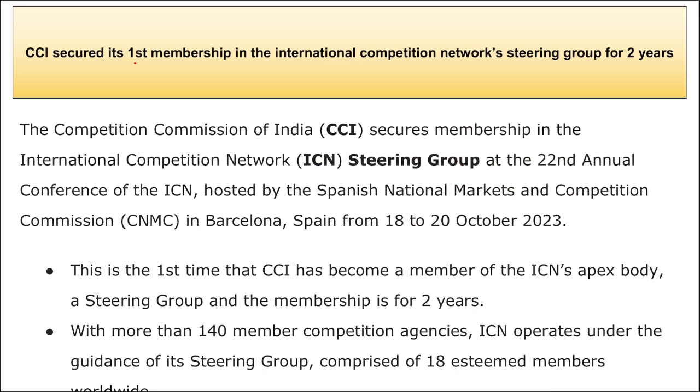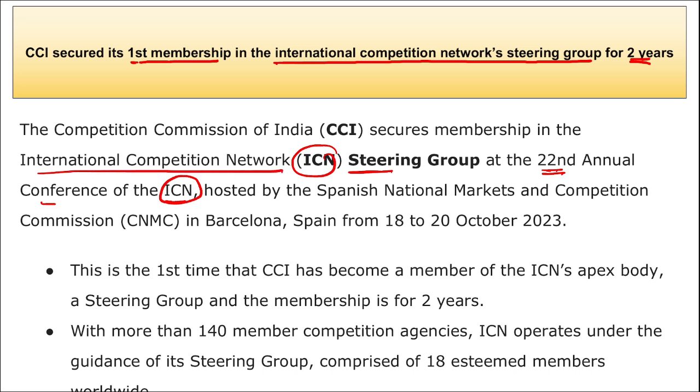Next, CCI secured the first membership in the International Competition Network Steering Group for 2 years. What is this and what is the news we are talking about here? CCI, that is your Competition Commission of India, right? They have secured the membership in the International Competition Network Steering Group, that is ICN Steering Group, at the 22nd annual conference of this ICN, International Competition Network. This was hosted by Spanish National Markets and Competition Commission, that was in Barcelona, Spain.